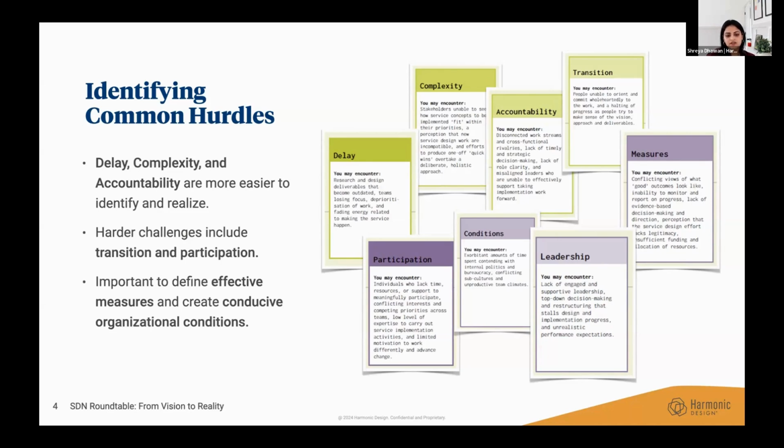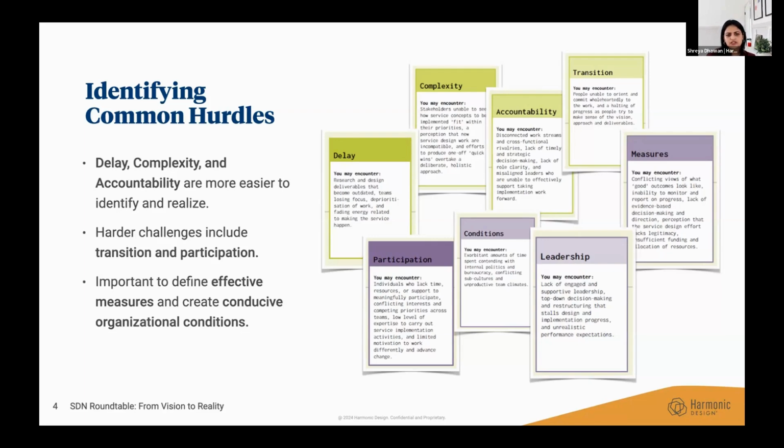What delay means is there may be a delay between design and implementation efforts, which often causes deliverables to get outdated and teams to lose focus. Sometimes there is complexity in integrating service design outputs with how the existing organizational practices and legacy systems exist. And accountability may materialize as misalignment or disconnection between different work streams that are working towards different goals or sometimes similar goals.